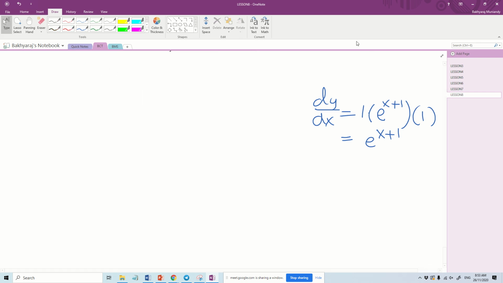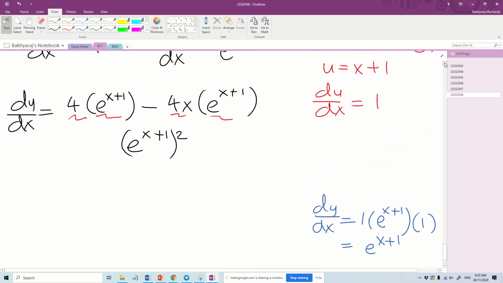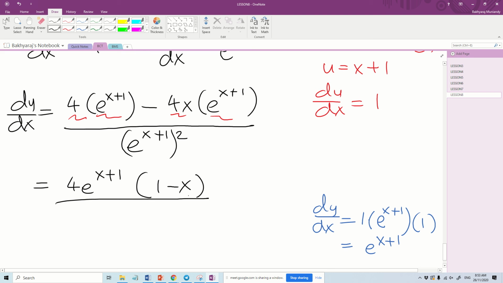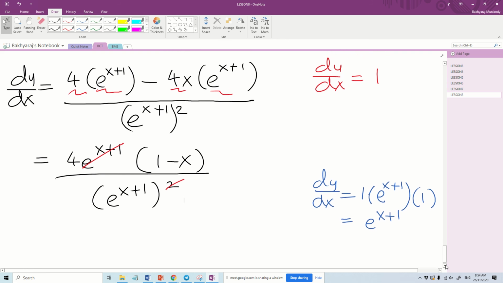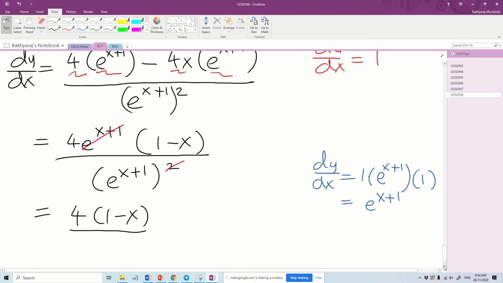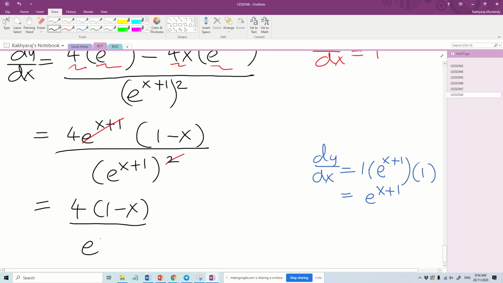So it equals 4 times bracket 4 x plus 1 times bracket 1 minus x, over x plus 1 squared. Now we can cancel, because there is no plus or minus operation left, it is just division. When it is division, we can divide. Then you get 4 times 1 minus x over exponent x plus 1.